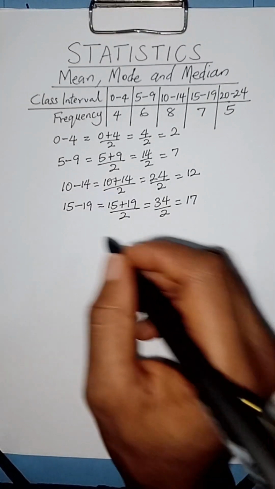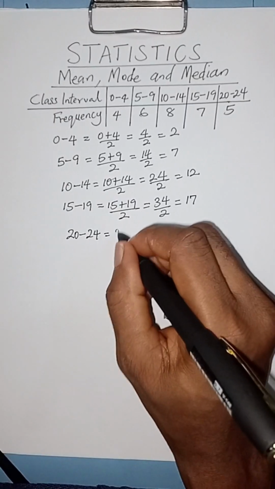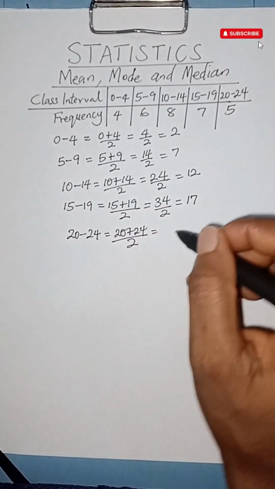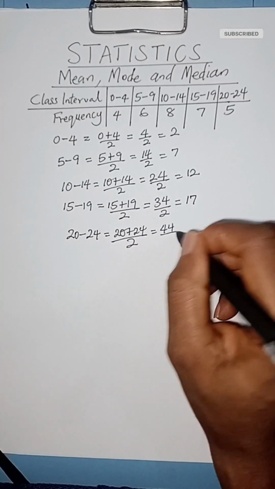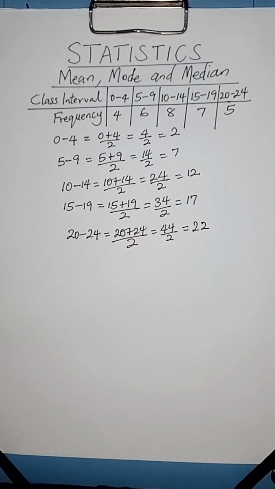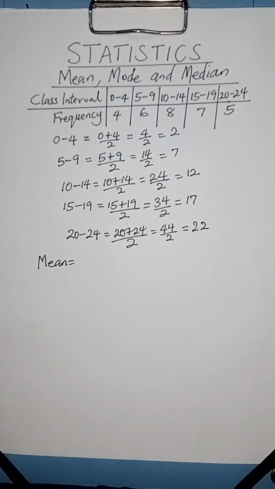Let's go to the next one. It's going to be 20 to 24. We'll add them together, 20 plus 24, and divide by 2. If you add them together, you're going to have 44 divided by 2, and that gives you 22. Now, this is the first step. Once you've come to this stage, you can now find your mean. Now, at this point, we can use the procedure we used in ungrouped data.